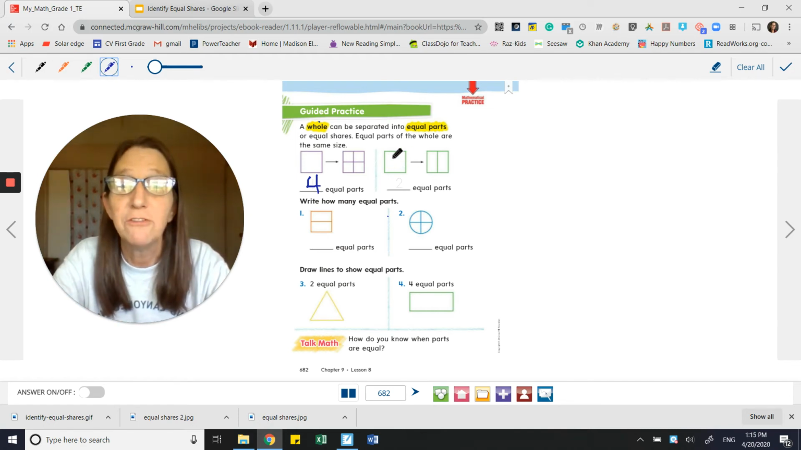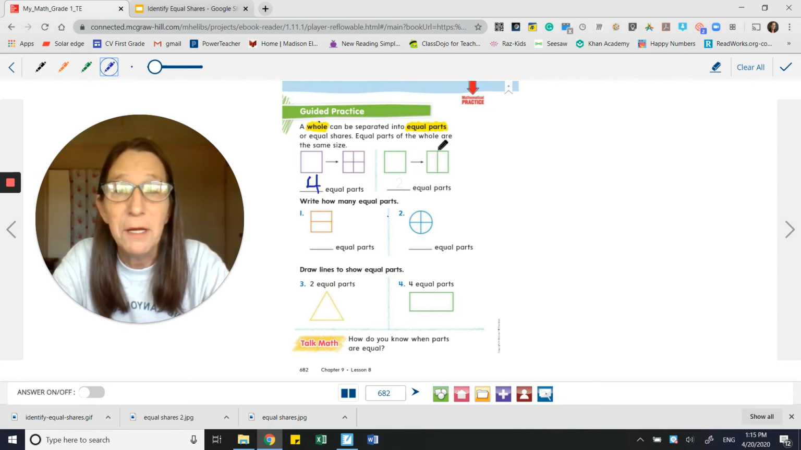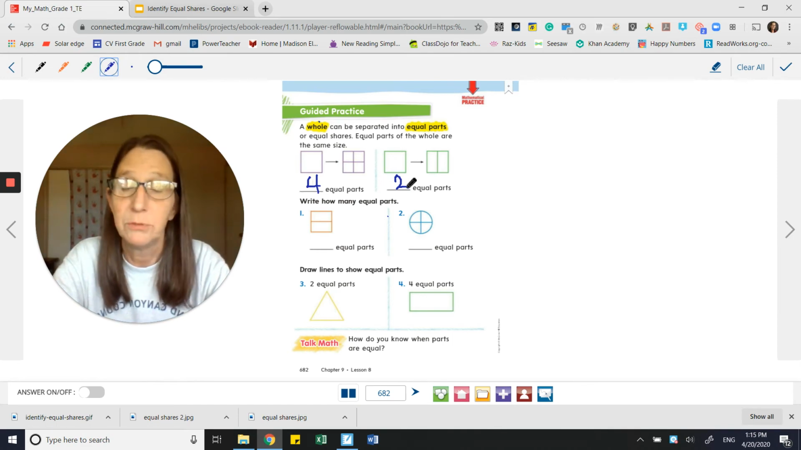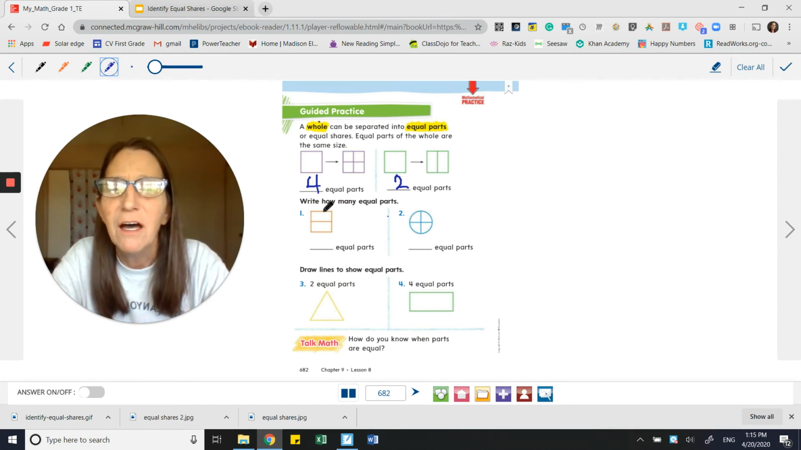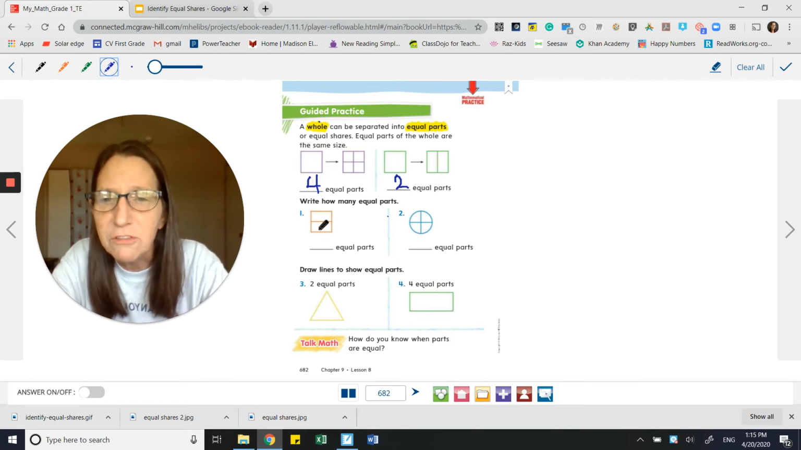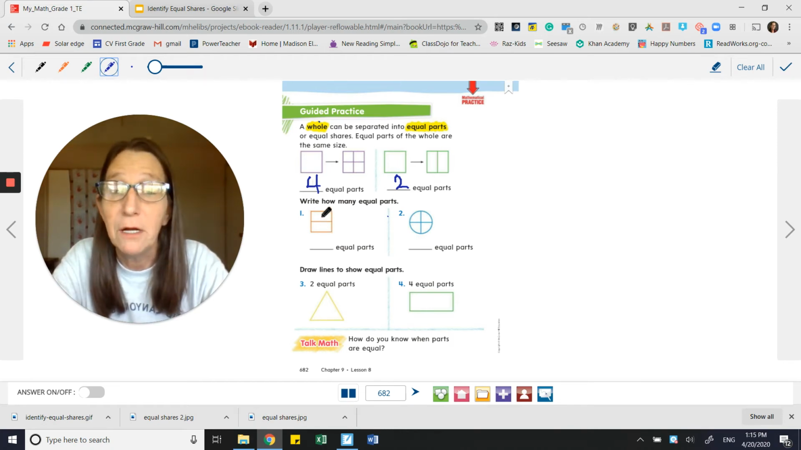Got it? How about this one? Here's my whole, and I only made one line. How many equal parts do I have? Let's count them. 1, 2. This one has 2 equal parts. Got it? Pretty easy, huh? Told you this was going to be easy. How many equal parts are there in this one? Well, first let's look. Are they equal? They look the same to me. How many are there? 1, 2. Easy peasy. How about this circle? Look, they did it like I did. They made one across and one down. How many equal parts are there? Count them. 1, 2, 3, 4. I have 4 equal parts.